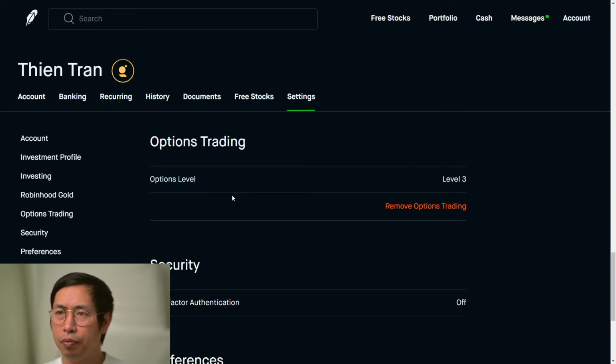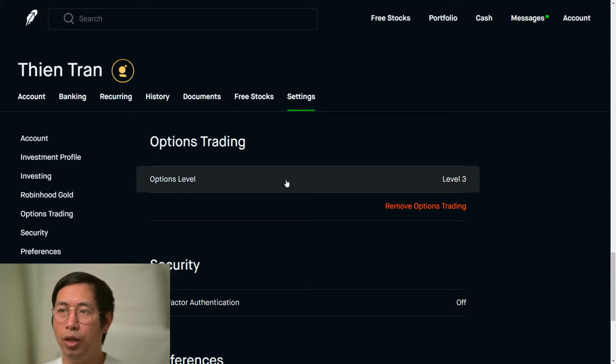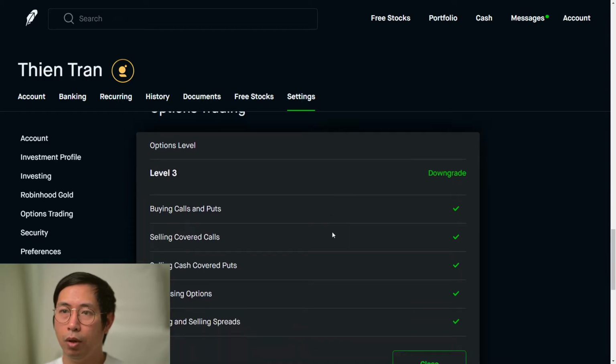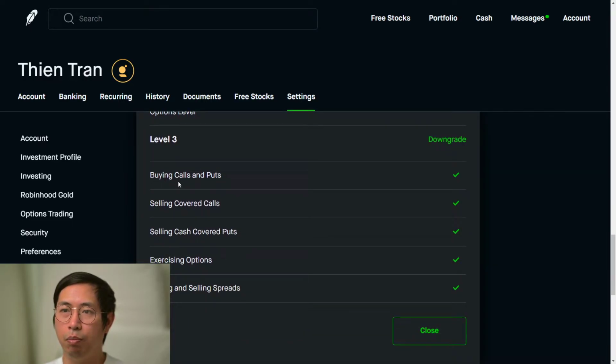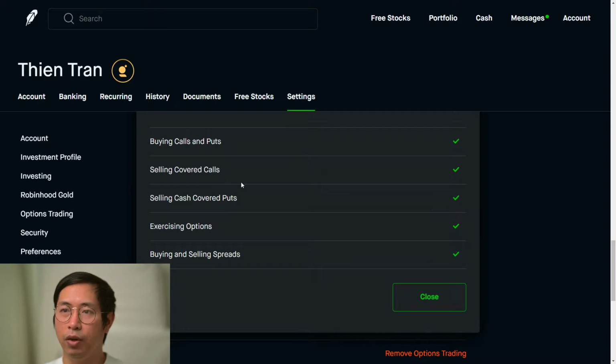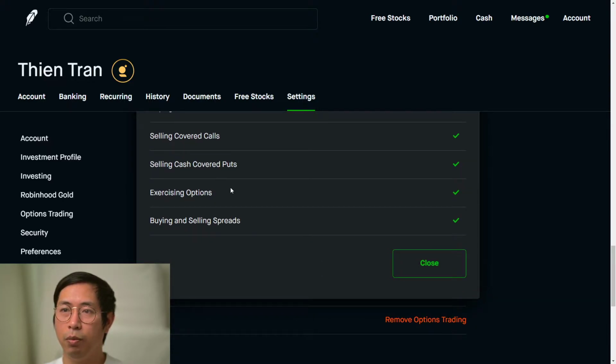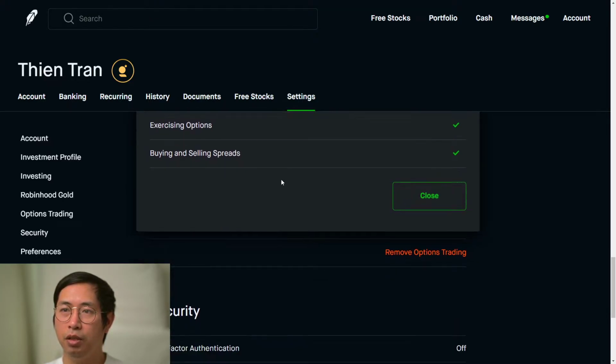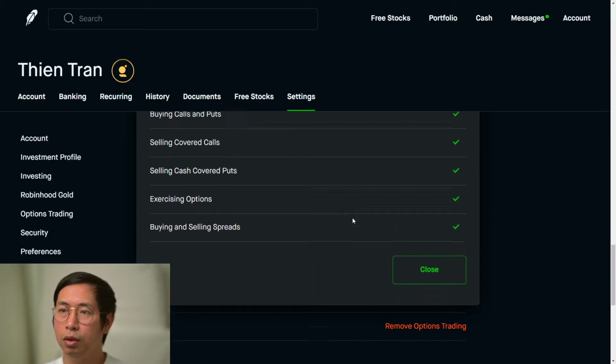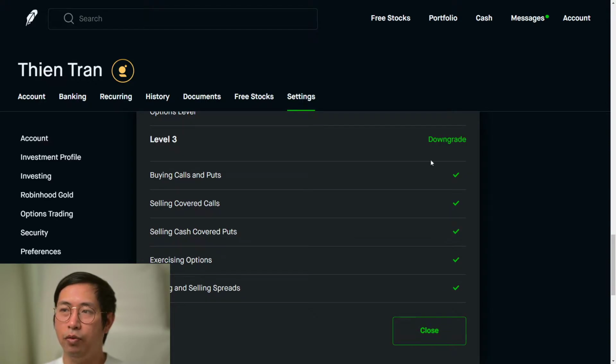enabled. For example, on Robinhood, if you go to account and you go to settings and you go to options trading, you want to make sure that it's enabled and you want to make sure that you're at the correct level. So I'm at level 3. And what level 3 allows is buying calls and puts, selling covered calls, selling cash covered puts, exercising options, and most importantly, buying and selling spreads. Now, all these are enabled for me.